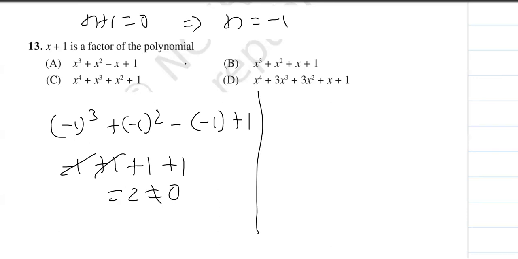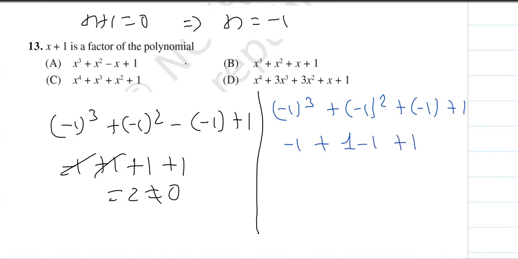Now for the second part, if I do this one, here also I'm replacing x with -1: x cube, that is (-1) cube, plus x square, that is (-1) square, plus x, that is -1, and +1. (-1) cube is -1, (-1) square is +1, plus minus is -1, and +1. So what do you see here, that -1 plus 1 get cancelled, and so is this. So we get this as 0. Now, since this is an MCQ, we can declare our answer, that we can say x plus 1 is a factor of this.